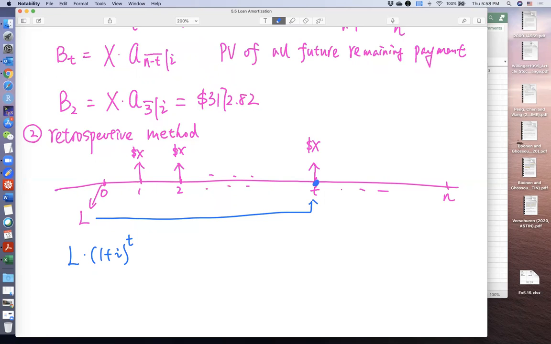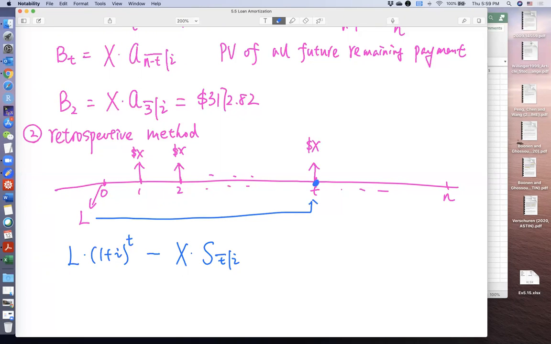Of course L is what I borrowed at time 0. If I convert this to time t, this is what I would have borrowed, minus what? Minus the payments that have already been made. From 0 to t, I made t payments, and now I need to accumulate them to time little t. So it's the accumulated value, so it's s. That's why this method is called retrospective. I use the loan amount minus what has already been paid.